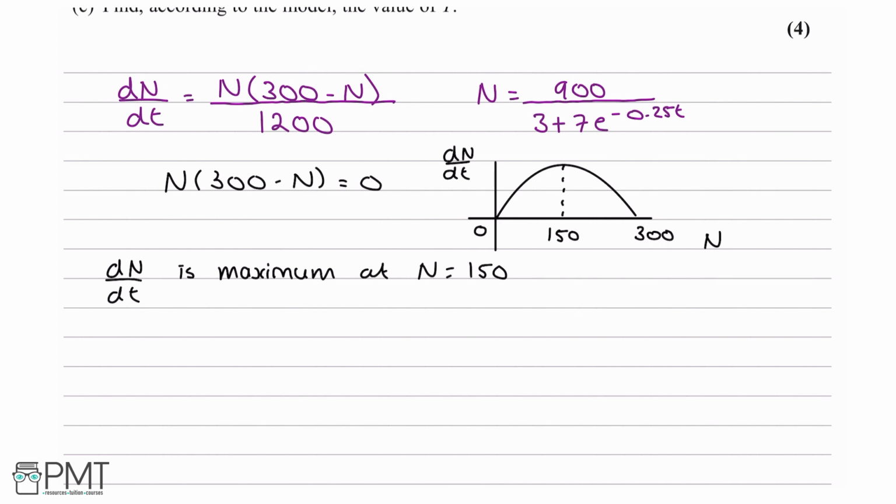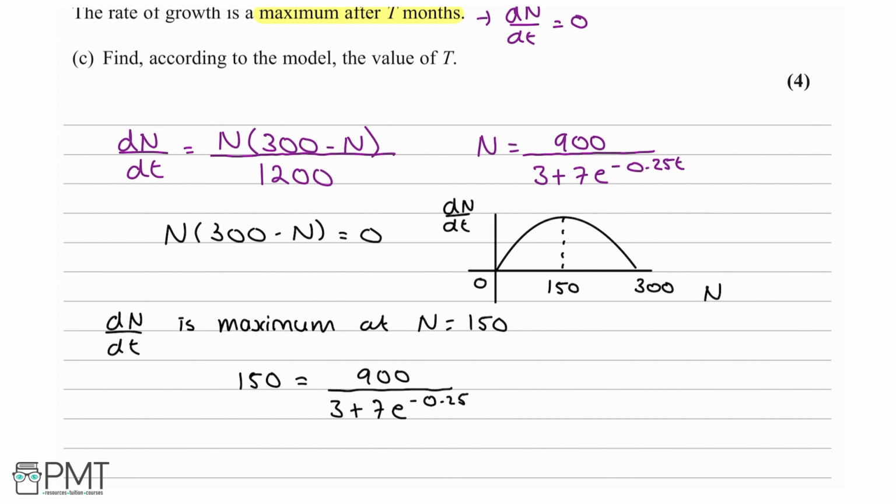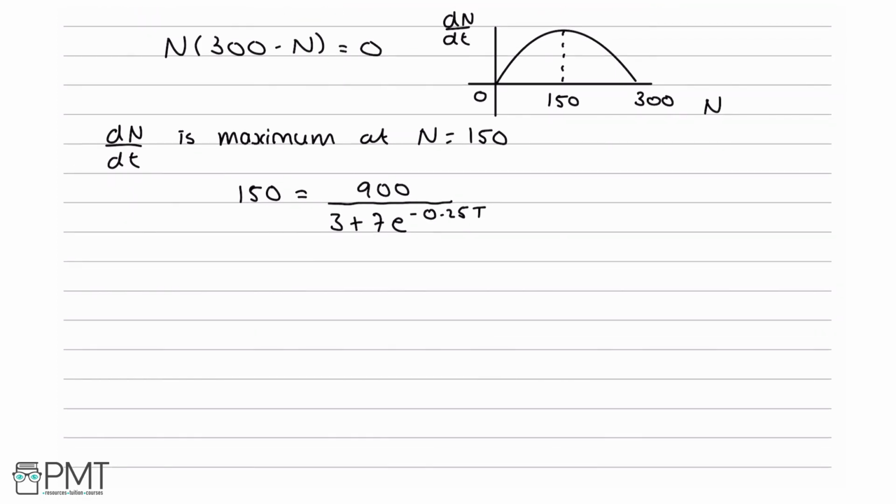From here, what we can do is plug n equals 150 into our equation. So we're going to say 150 equals 900 over 3 plus 7e to the minus 0.25 T. Now be careful here, we've been told to use capital T, so that's the one I'm going to use. Rearranging this, 3 plus 7e to the minus 0.25 capital T equals 900 over 150, which is 6, so equals 6.